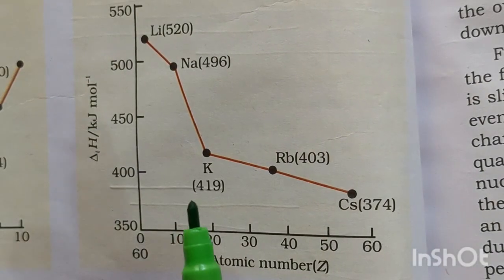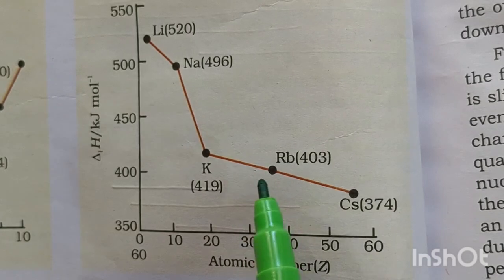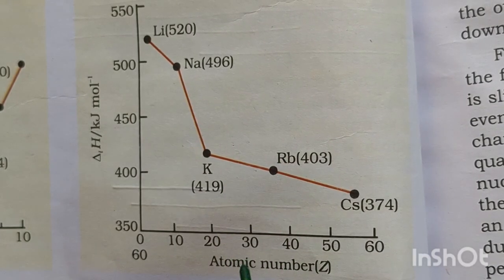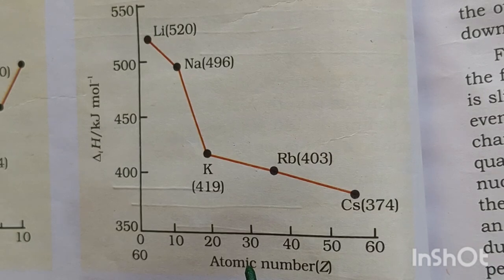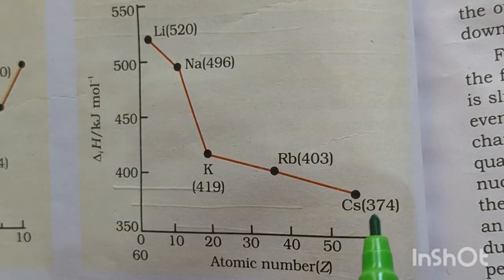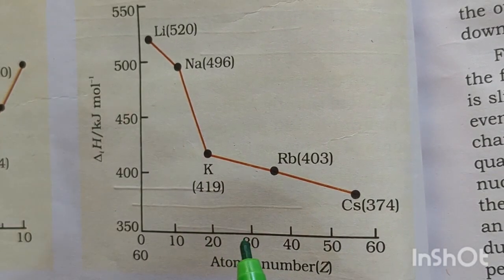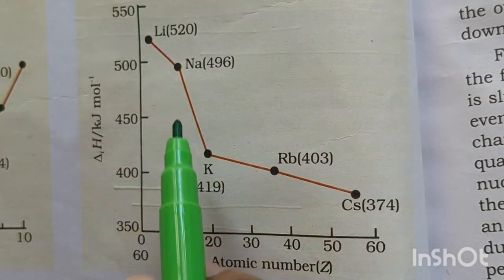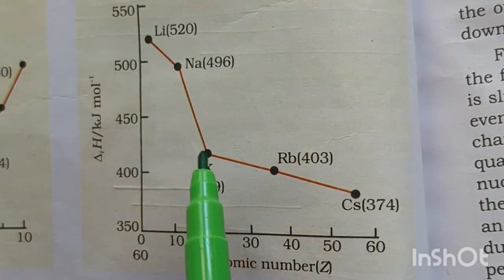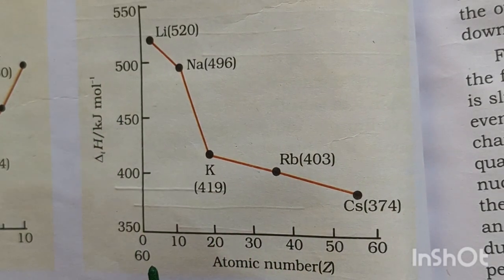Now consider this figure. This shows the first ionization enthalpy of elements of the first group, that is alkali metals, as a function of atomic number. See, lithium, sodium, potassium, rubidium, cesium, first group alkali metals. It is very clear from this figure that the first ionization enthalpy decreases as we descend the group.